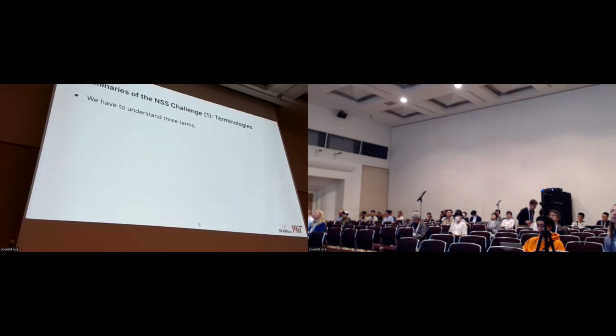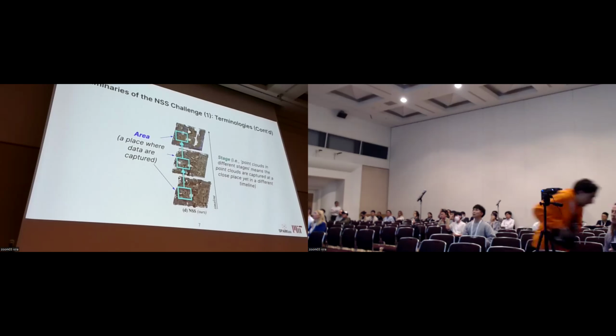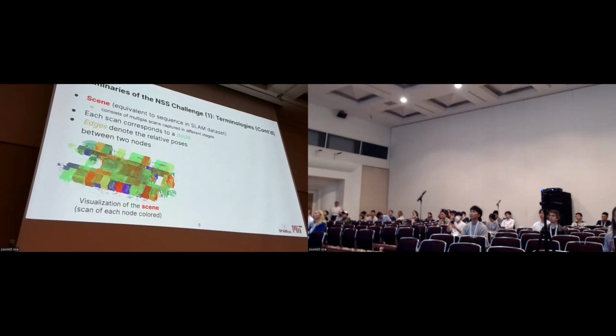So I just want to take a step back and understand three terms: area, stage, and scene. Area, in spatial-temporal terms, you can think of as where a scan was captured, so more on the spatial side. And stage is more on the temporal side, when a scan was captured. And the scene is the portion of the world based on the collection of scans taken at various times or various areas and stages.